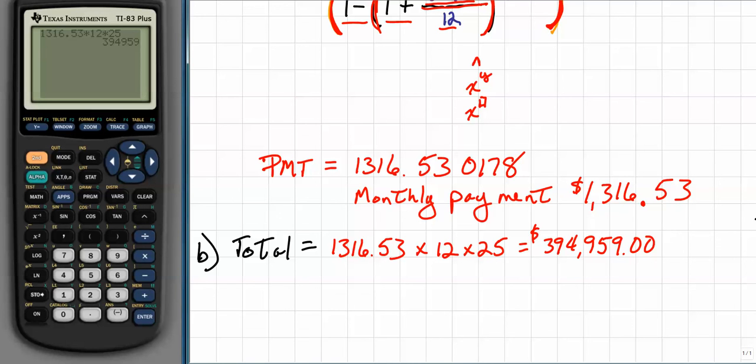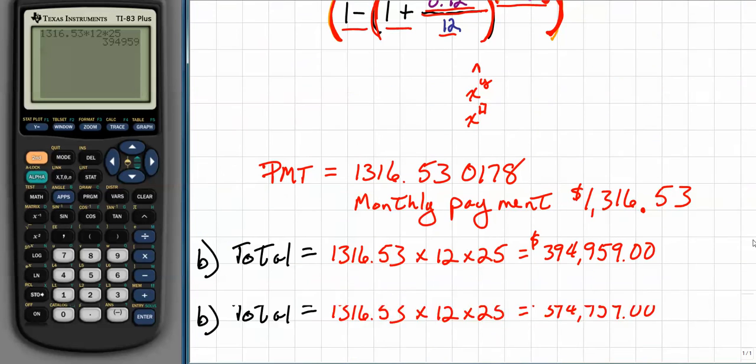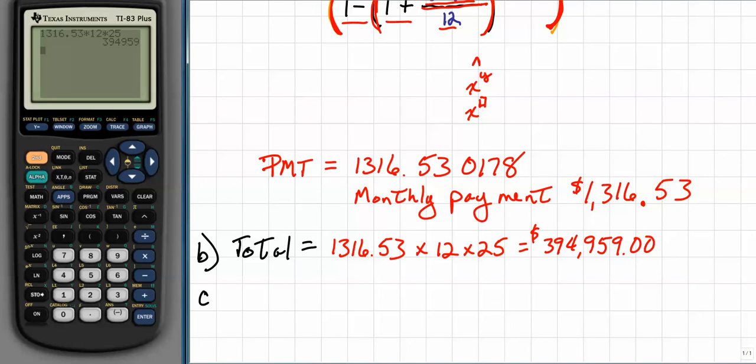And then finally, the last part of the problem, part C, will be of the total amount paid, what percentage is paid toward the principal and what percentage is paid for interest. So to do that, for part C, we'll simply take the total paid, we'll subtract the initial amount, and that will equal interest.